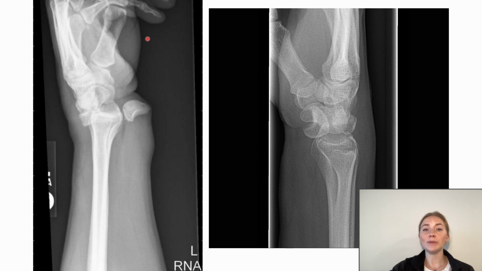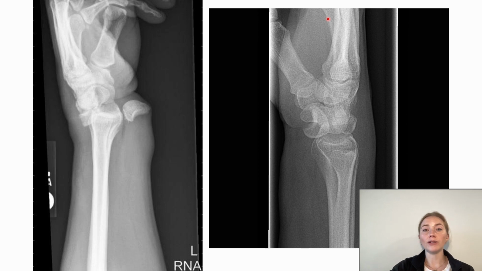It may not always be as extreme as this example, but even in the second image here, you can see that it looks like a teacup being spilled, and you can see that the lunate has now completely lost its articulation with the radius as well as the capitate. So that would be a complete or full lunate dislocation.